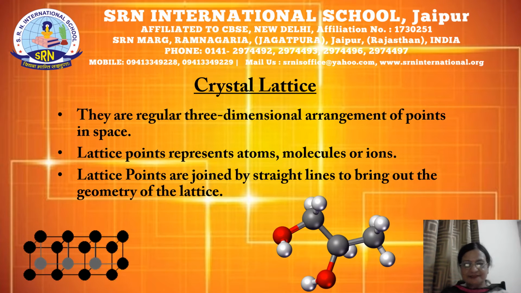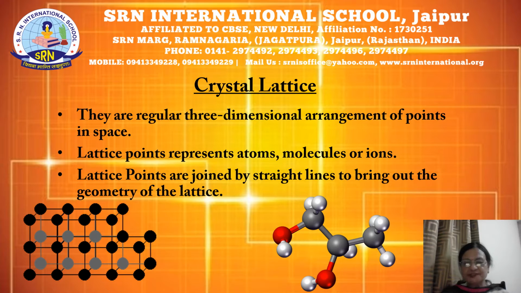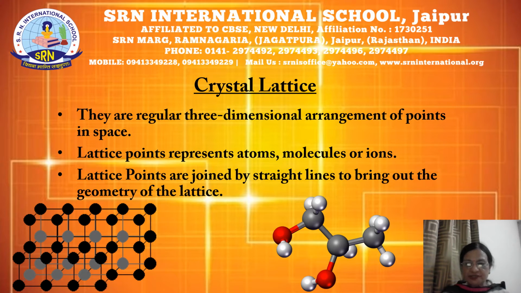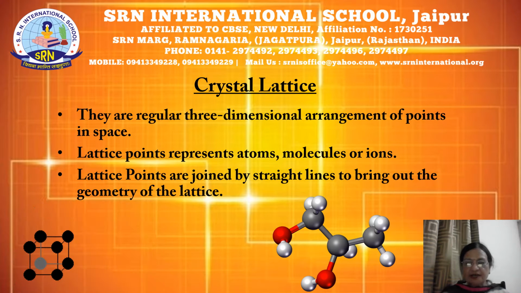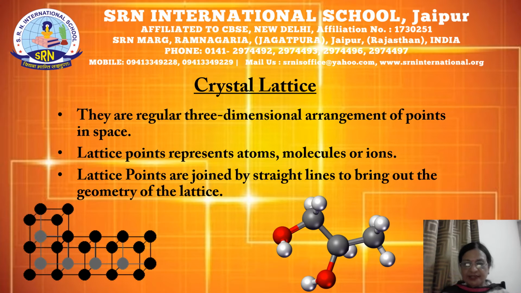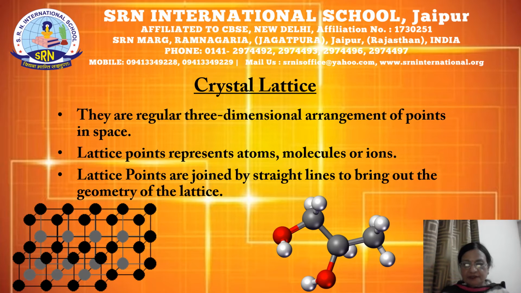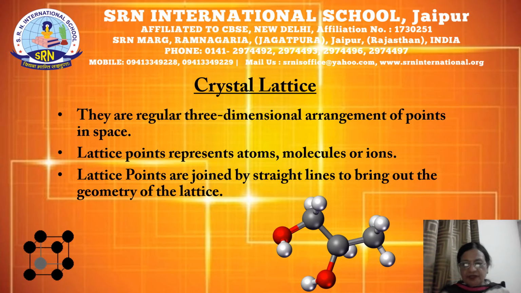Crystal lattice. Crystal lattice is a regular three-dimensional arrangement of points in space. The characteristic properties seen for the crystal lattice are: first, these points in space are known as lattice points or lattice sites. Second, lattice points represent atoms, molecules or ions. Third, lattice points are joined by straight lines to bring out the geometry of the lattice.